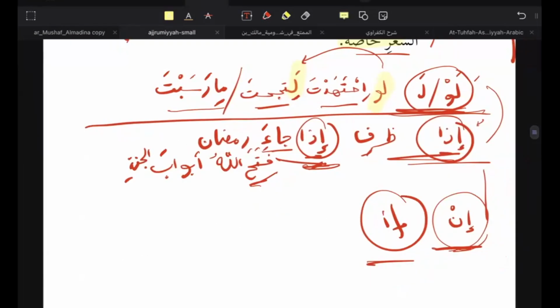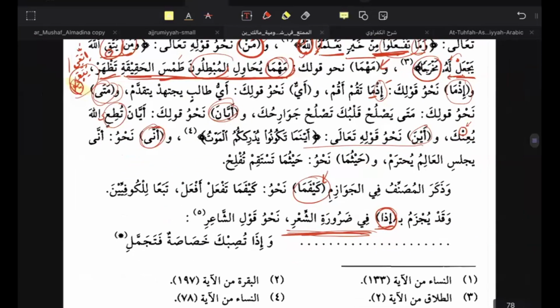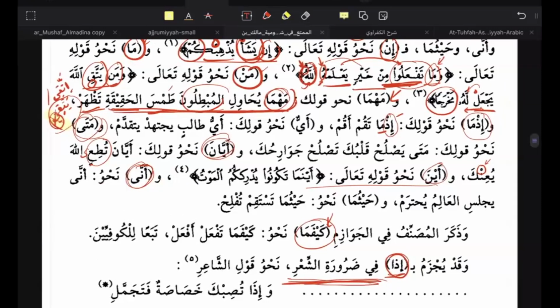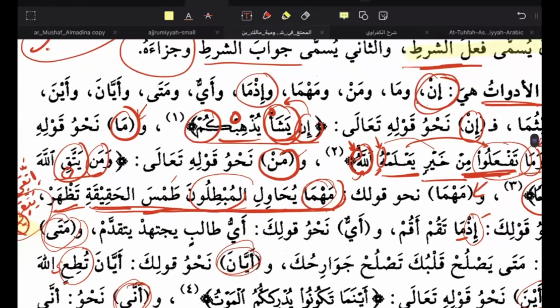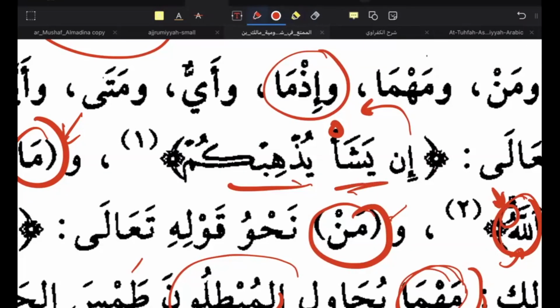Now, one thing that none of these sharh mention, which is very important, is the concept of connecting fa with the answer of the condition. Okay, now this is a big topic. Not so big, but it needs a discussion. I don't think we have time today. So sometimes we have to use fa. As you can see right now, all of them, it comes directly. For example, you say, in yasha yudhibukum. You have a verb and you have a verb. There's nothing. But sometimes you need to connect fa.